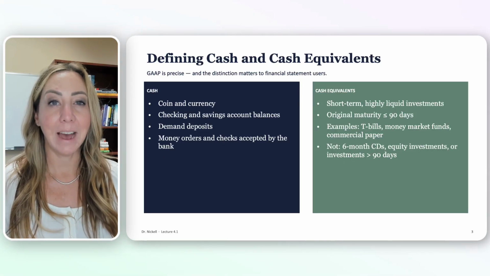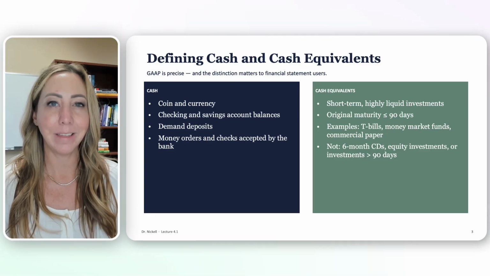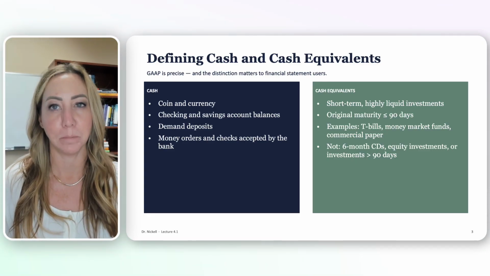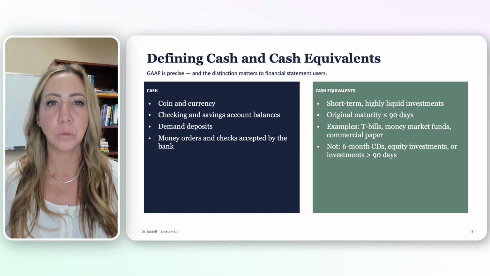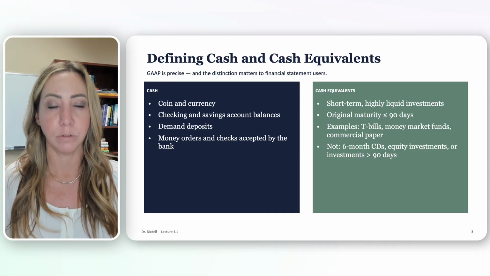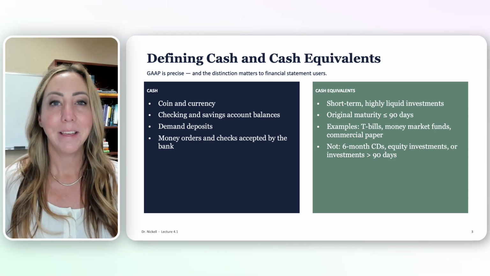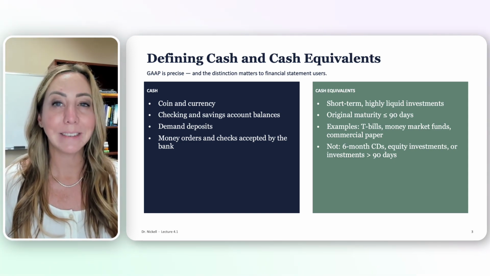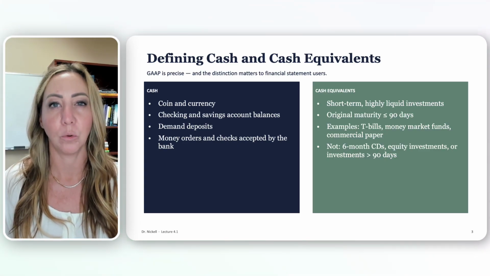GAAP defines cash as coin, currency, available bank balances, and anything that a bank will immediately accept as a deposit, like a money order or a customer's check. Cash equivalents are a little more interesting. These are short-term, highly liquid investments that can be quickly converted into a known amount of cash with minimal risk of loss in value. The key rule: to qualify as a cash equivalent, the investment must have an original maturity of 3 months or less.